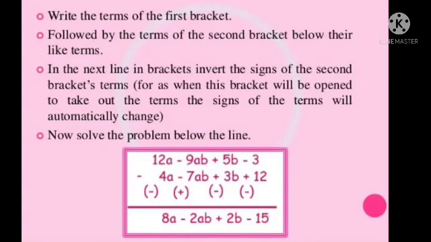First write the terms of the first bracket, followed by the terms of the second bracket below their like terms. In the next line in brackets, invert the signs of the second bracket's terms. That is, when this bracket is opened to take out the terms, the signs of the terms will automatically change. Now solve the problem below the line. Look at the example and understand it carefully.